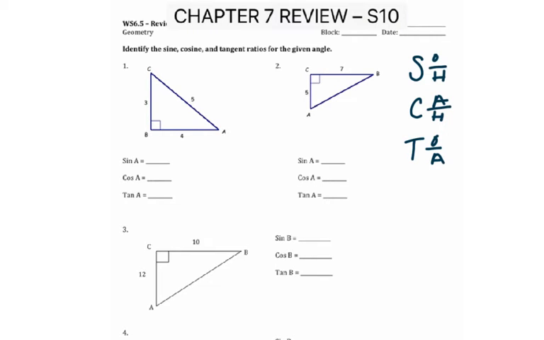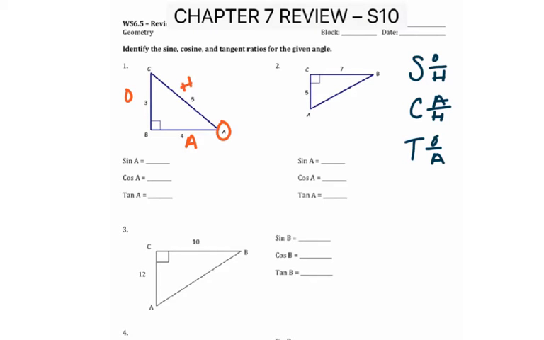So if we look at number 1, it wants the sine of A. So what I'm going to do is circle A. And so we know that this side here across from the 90 is the hypotenuse. The one across from the 90 will always be the hypotenuse. The one across from A is called the opposite, and the one right next door is called adjacent.